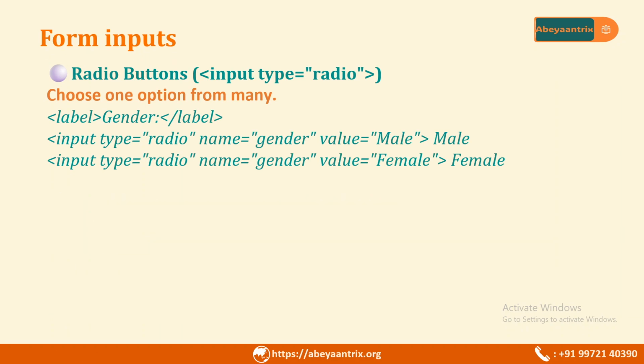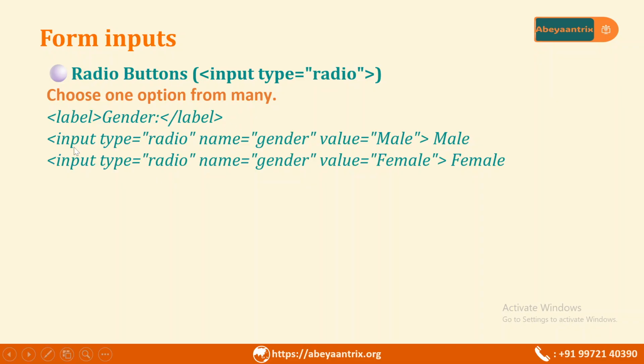Radio button. The next input is the radio button. So radio buttons are used when you want the user to choose one option from several choices. If we have only one option to choose from multiple choices, that time we are using the radio buttons. I think you can see in the forms, female or male. You are just selecting the button, right? So those buttons we call radio buttons.